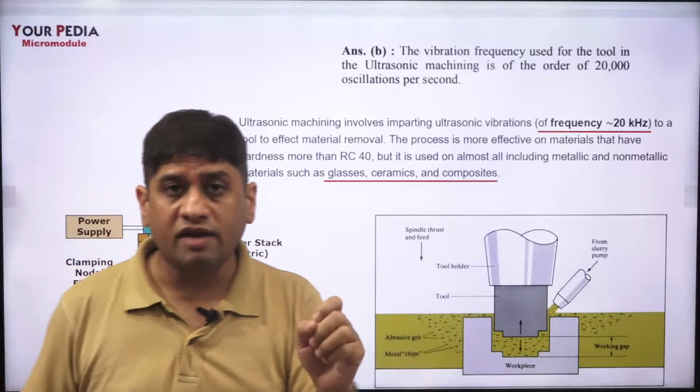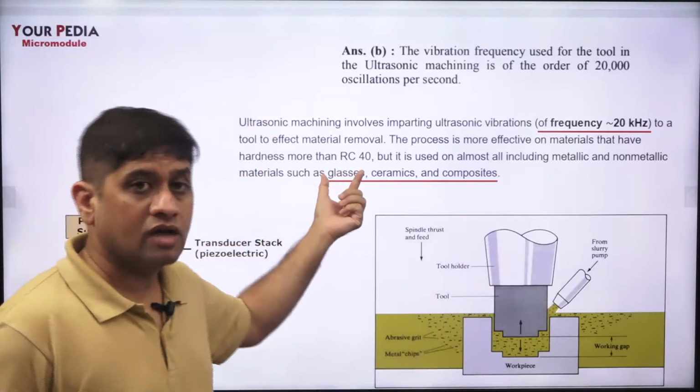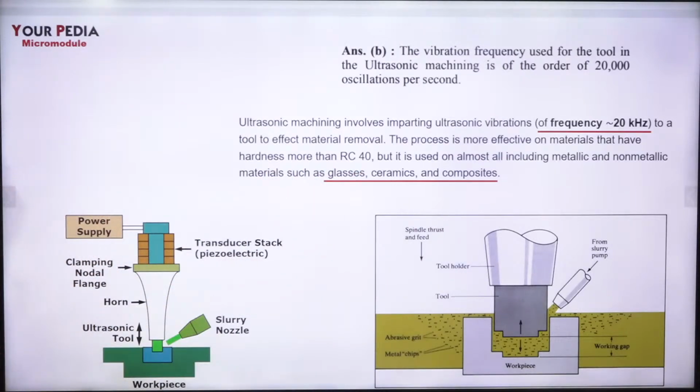So abrasive slurry is used in ultrasonic machining, and ultrasonic machining normally is used when the hardness of the workpiece is more than 40 Rockwell number, right? So that is how it is used. It can be used for metallic, non-metallic, conductive, non-conductive, composite, glasses, ceramics. All these things can be done.